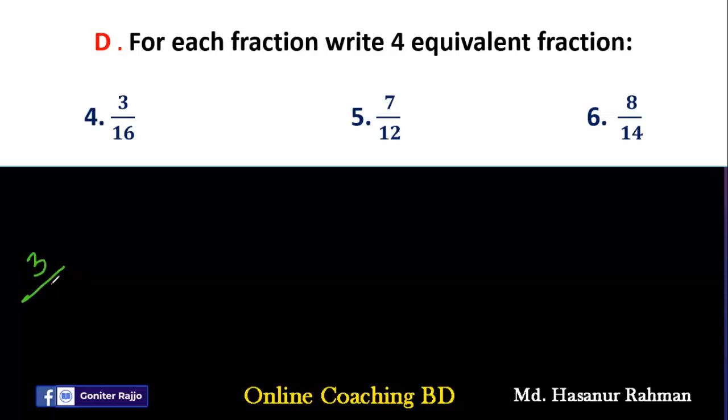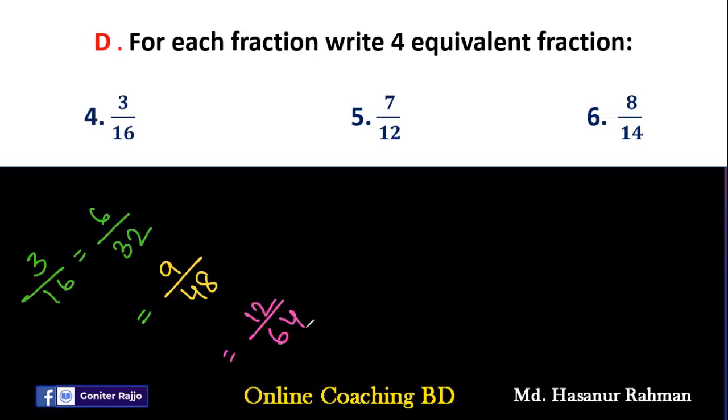Now number 4. Number 4 is 3 by 16. Very simple. We have to multiply it by 2 at first. 2 3s are 6, 2 16s are 32. Very simple. Now we have to multiply this 3 by 16 by 3. 3 3s are 9, 3 16s are 48. Now we have to multiply this 3 by 16 by 4. Then we'll get 4 3s are 12 and 4 16s are 64.